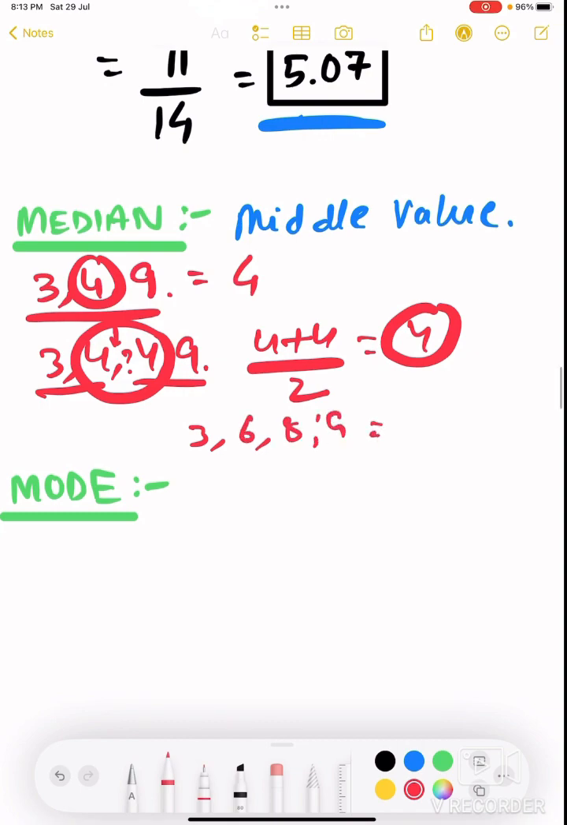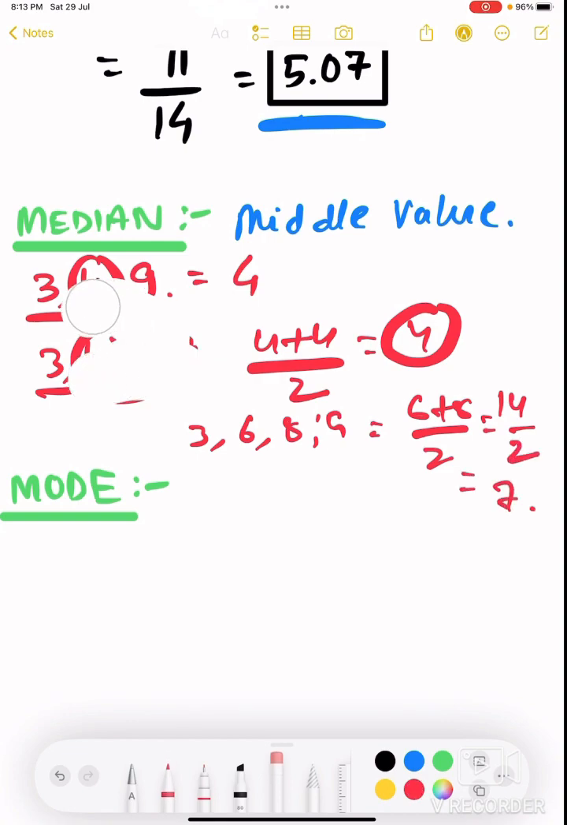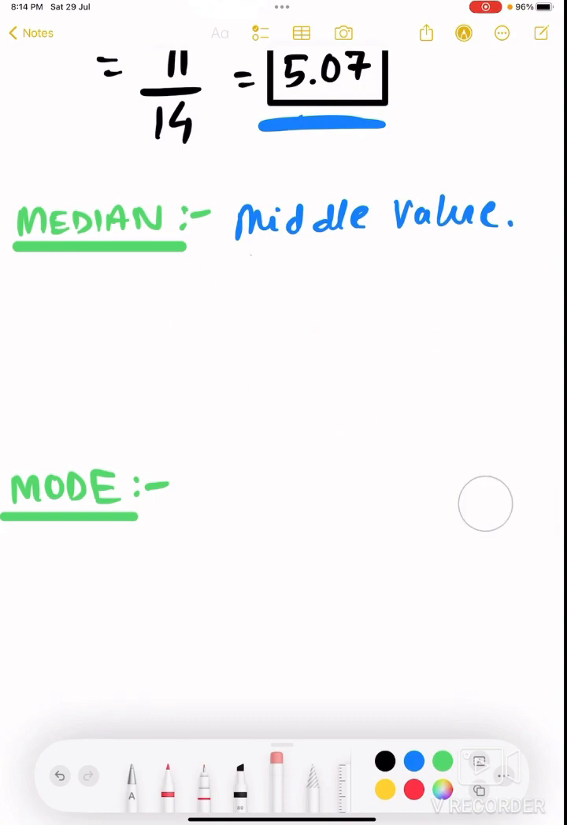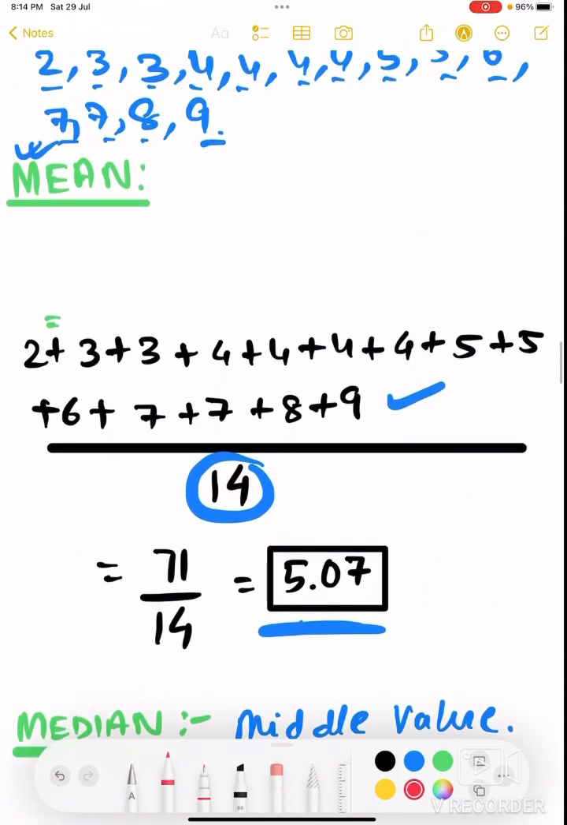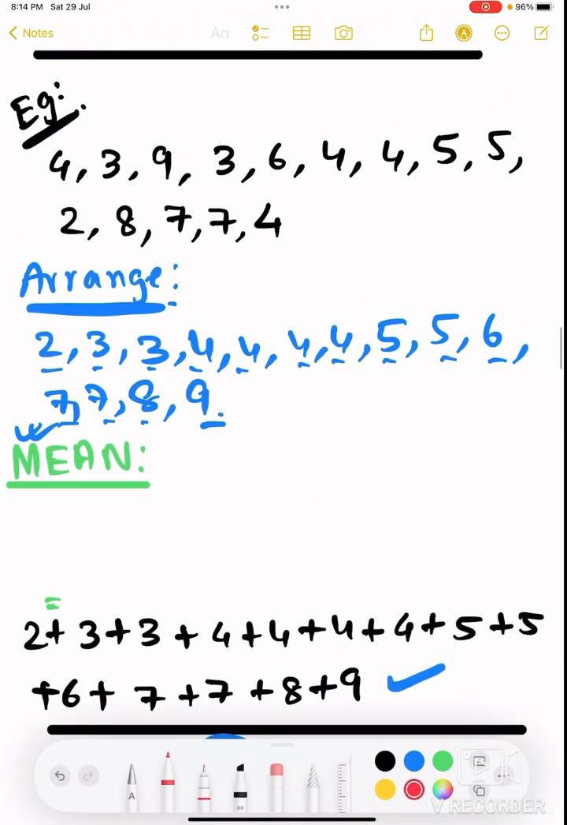What will be the median value? 6 plus 8 divided by 2, 14 divided by 2, it is 7, right? So this is how median is actually calculated. In an odd number of data, it is very easy to calculate the median, but here the total number of values is 14, so there is actually no single median value. So in our discussion, what will be the median value?